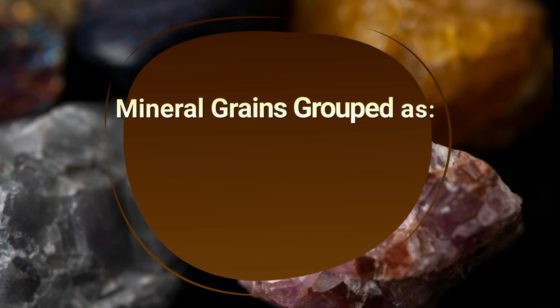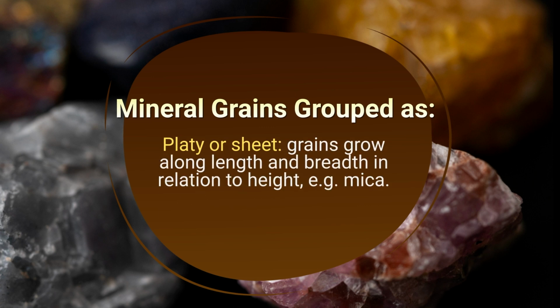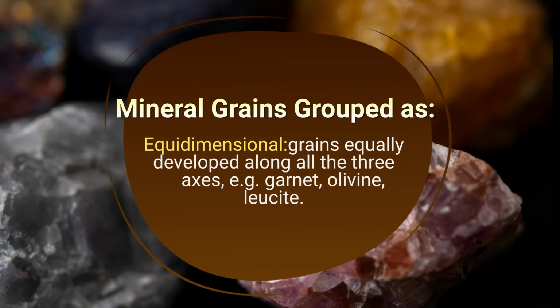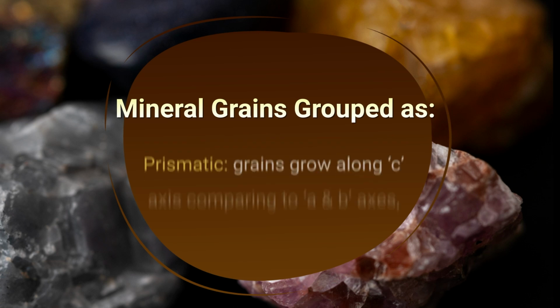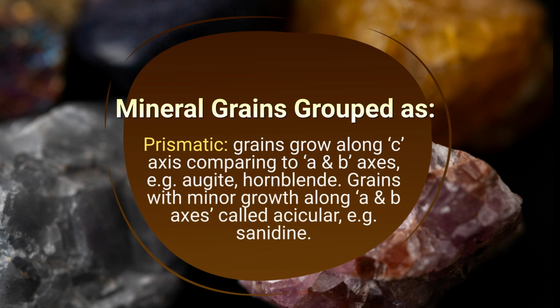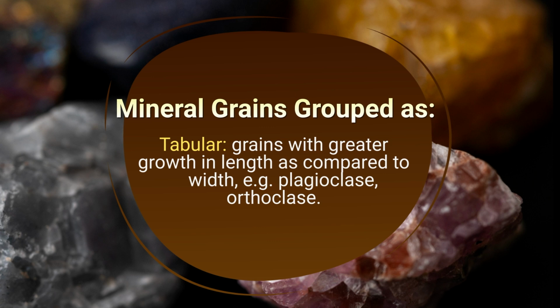In textures, mineral grains are grouped as equidimensional, prismatic, tabular, platy or sheet-like, or irregular. Depending upon the shape, they are grouped as equidimensional when grains are equally developed along all three axes of the crystal, for example garnet, olivine, leucite. Prismatic grains grow along the C axis compared to the A and B axes, for example augite, hornblende. Grains with minor growth along A and B axes are called acicular, for example sanidine crystals. Tabular crystals are grains with greater growth in length as compared to width. Examples are plagioclase and orthoclase.